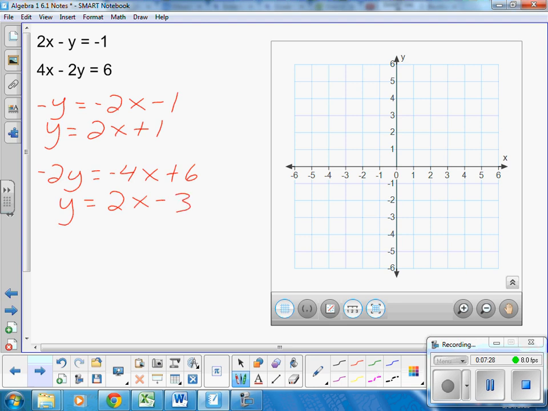Top equation, y equals 2x plus 1. My slope is 2, and my intercept is 1. Intercept is 1, slope is 2.